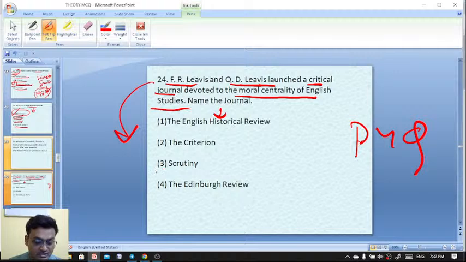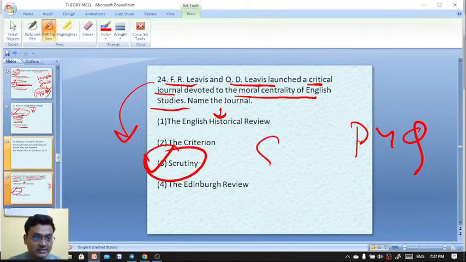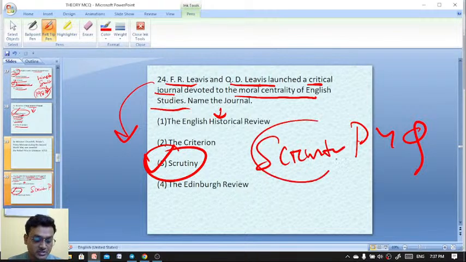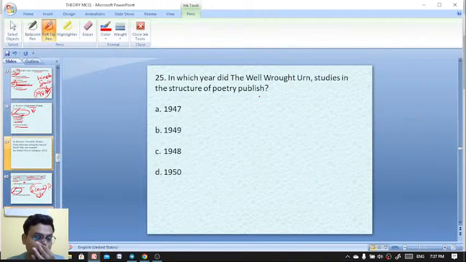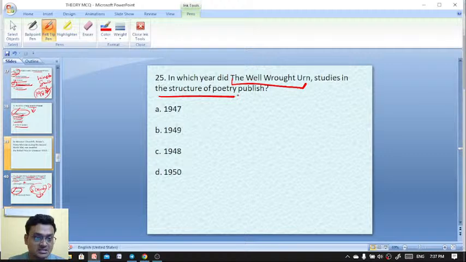It's Scrutiny, okay? Remember, Scrutiny is the answer. F.R. Leavis is associated with Scrutiny. In which year was The Well Wrought Urn: Studies in the Structure of Poetry, the subtitle, published?